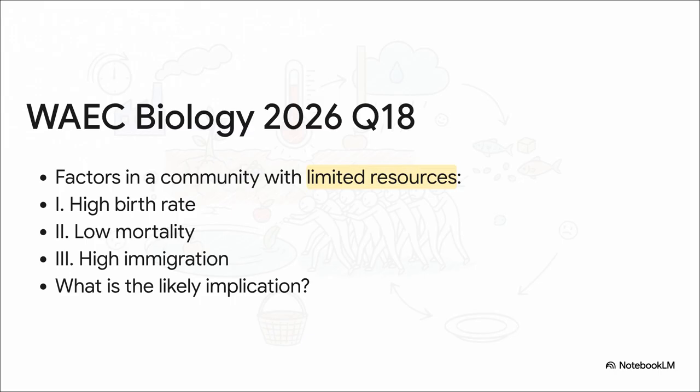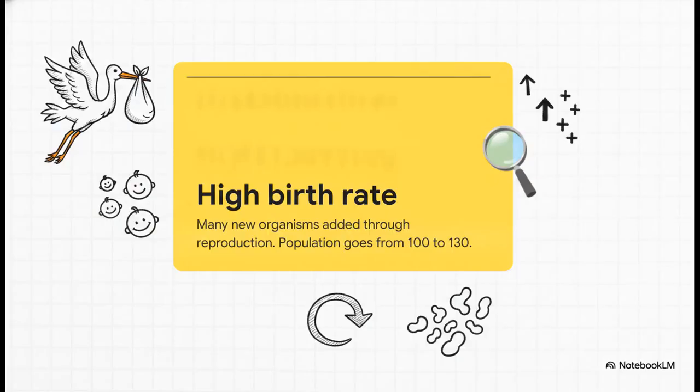Now, before we even look at the options, I really want you to zero in on one specific phrase: community with limited resources. Lock your brain onto that, because that little phrase is the secret sauce. That is the anchor that totally dictates how we solve this whole thing. So let's unpack these three factors real quick.